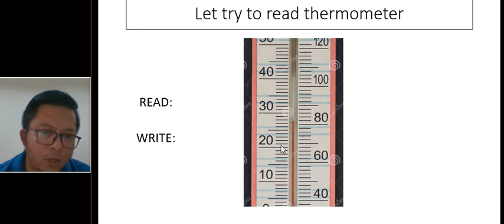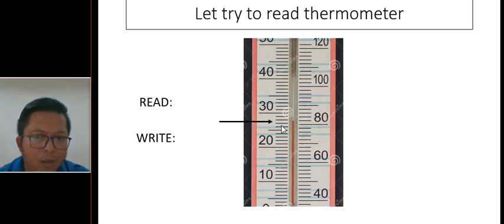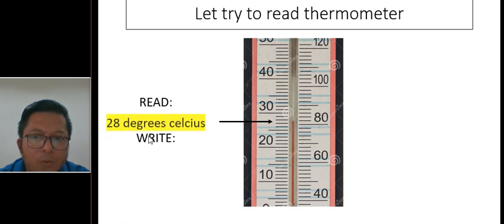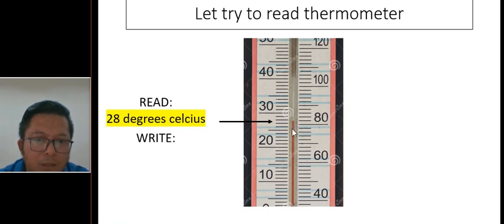Now next, read would be 20. 20 is here, so there are 10 lines here. So this is 20, 21, 22, 23, 24, 25, 26, 27, 28, 29, and 30. That's correct. So here would be, I think, more or less 27 and a half, maybe 28, or maybe less than 28. More or less we can read it 28 degrees Celsius.